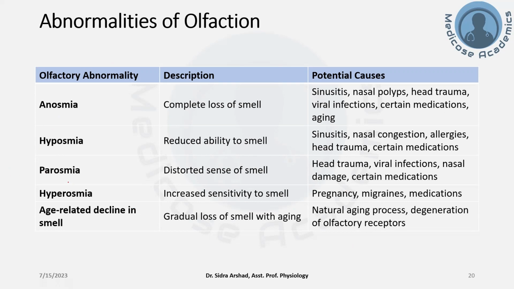Age-related decline in smell may be seen because of the gradual loss of smell with aging. There is decreased ability to perceive smells with aging. Potential causes include natural aging processes in which degeneration of olfactory receptors may be occurring. Age-related decline in smell may be seen because of degeneration of olfactory receptors. So these are some of the abnormalities of olfaction.